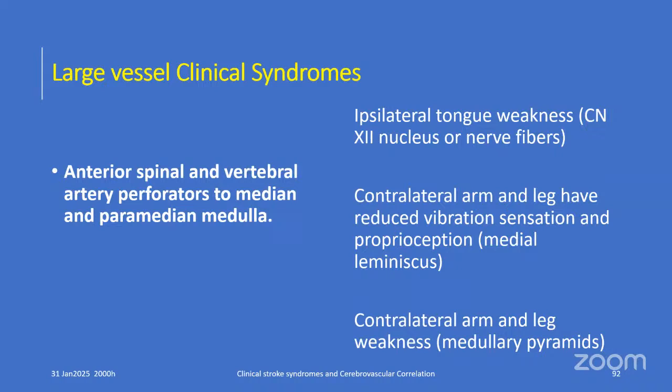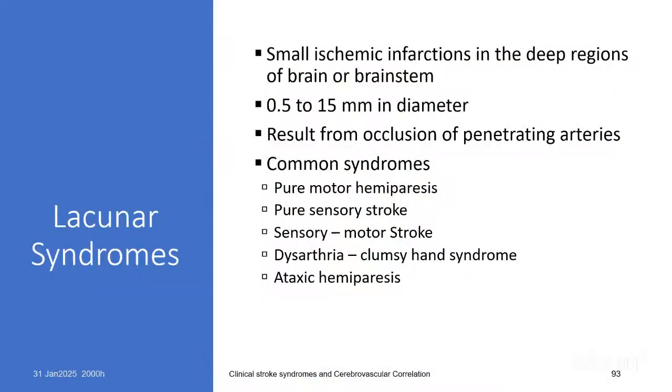And because the medulla is involved, with anterior spinal and vertebral artery perforators to the median and paramedian areas, you have tongue weakness and contralateral arm and leg weakness, as the medullary pyramids are involved. So sensations are disturbed, proprioception especially, and there is weakness. This happens if you have anterior spinal and vertebral artery perforator involvement. So I think these are the large vessel clinical syndromes.